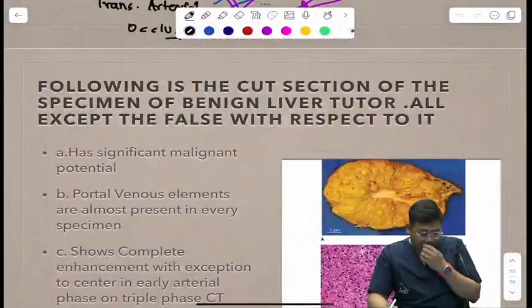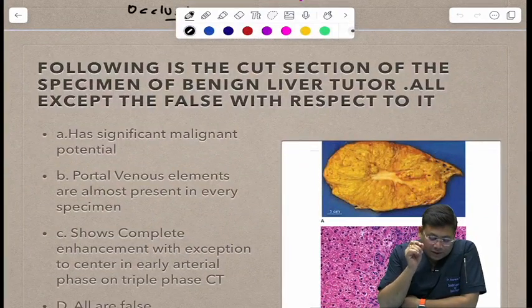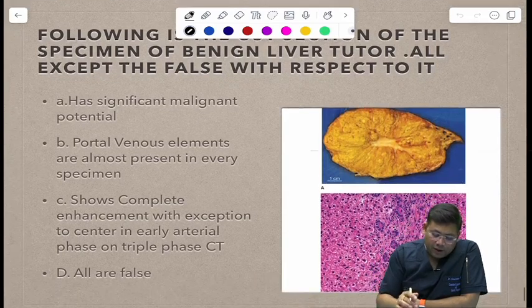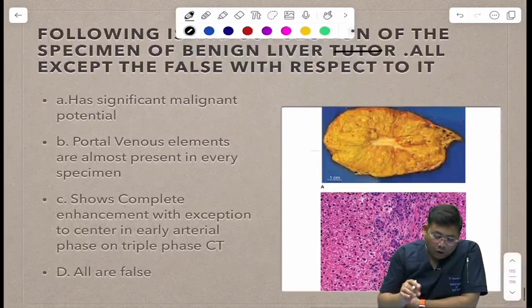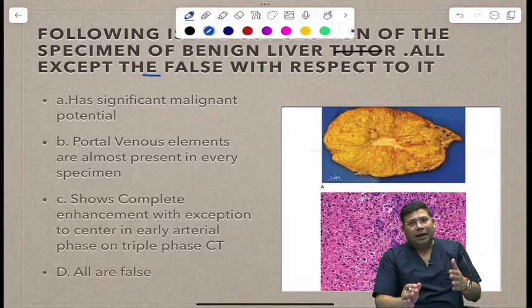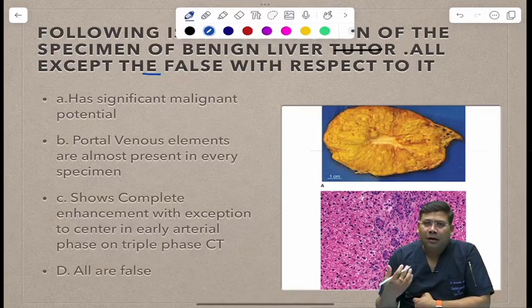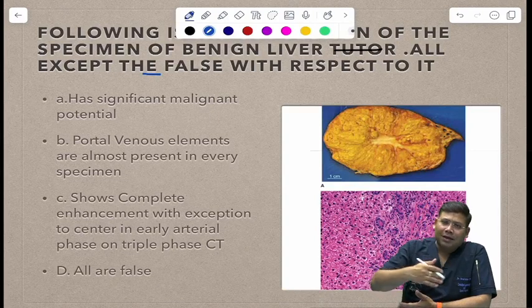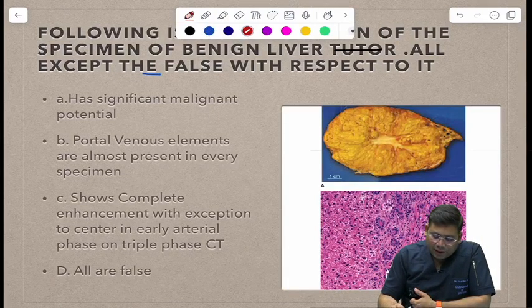So let us see this. The following is the cut section of the specimen of a benign liver tumor. So it's a liver tumor. All except are false with respect to this, so we need to find the correct one. Remember, yes, it is benign, but benign tumors can have malignant potential. So looking at this specimen, can you identify it?